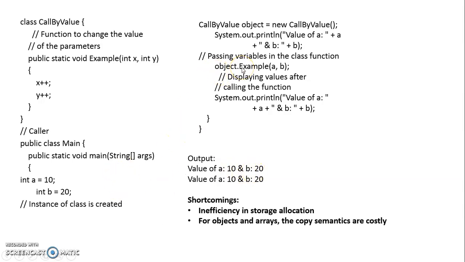Then I am going to call the function example using the object. So here these are my actual parameters a and b. After this the control will pass to the function definition. Here will be your x which reflects a and y which reflects b. Then x plus plus, now x will be 11, y will be 21. Now as this is the pass by value method, whatever changes we have performed, that is we have changed the value of x and y, it will be within the function only.